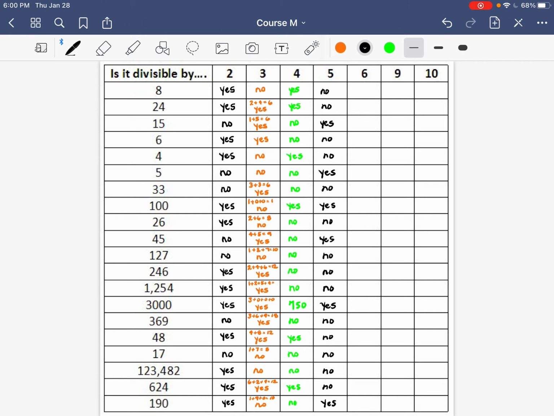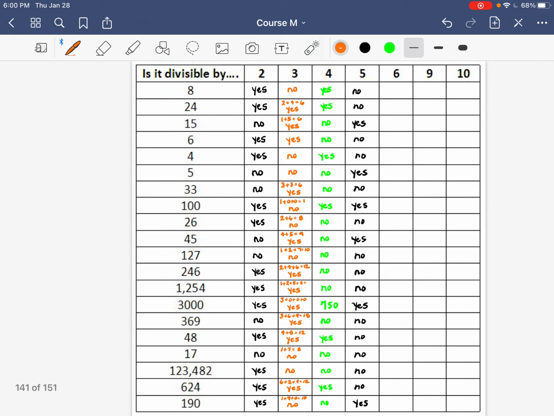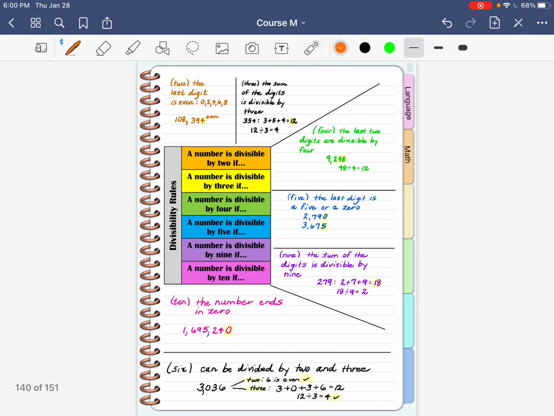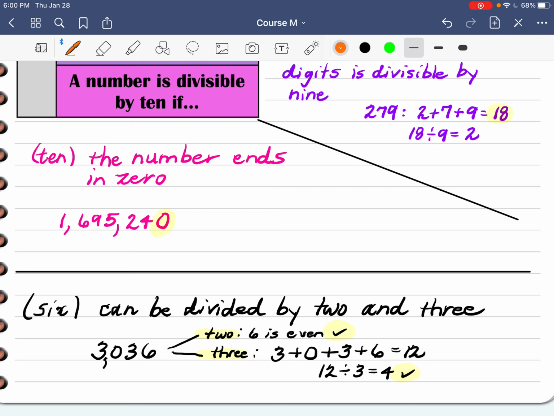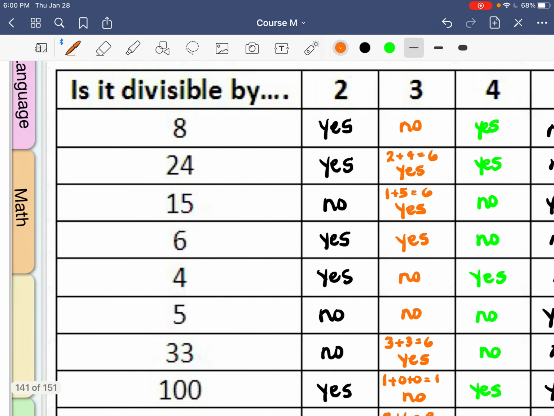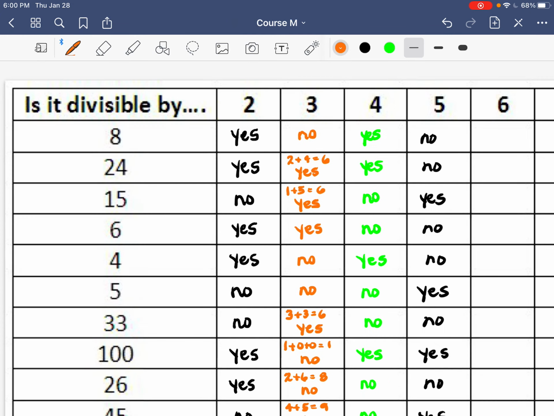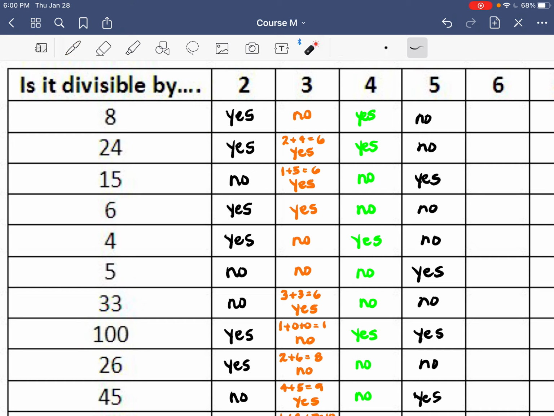All right, on the sixes, let's go back and review that rule. Remember, that's the one we had to tack on at the bottom. If a number can be divided by 2 and 3, it can be divided by 6. So for this one, I'm going to look at my 2s and 3s. And you see here I have a yes, no. That is going to mean that it cannot divide by 6. So this is a no.